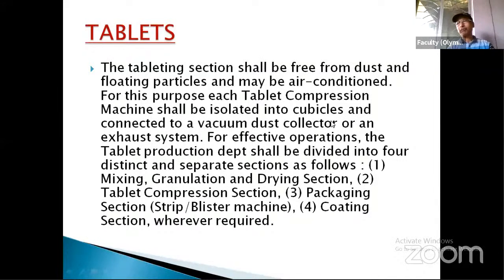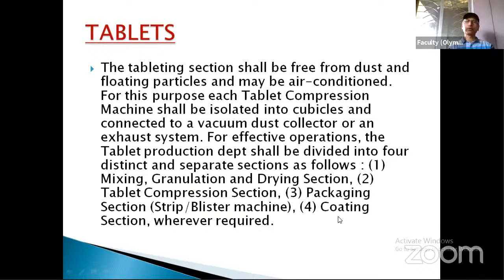the packaging unit of the manufacturing section, where either strip packaging or blister packaging will be done, and accordingly your machine will be taken, a strip packaging machine or a blister packaging machine. But if your tablet is a coated tablet, then after compression, after checking physically that the tablet is okay, you will send it to the coating section, where coating of the tablets will be done, and after coating, it will go for packaging.